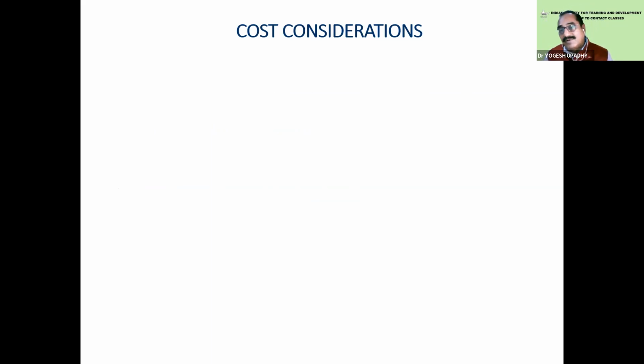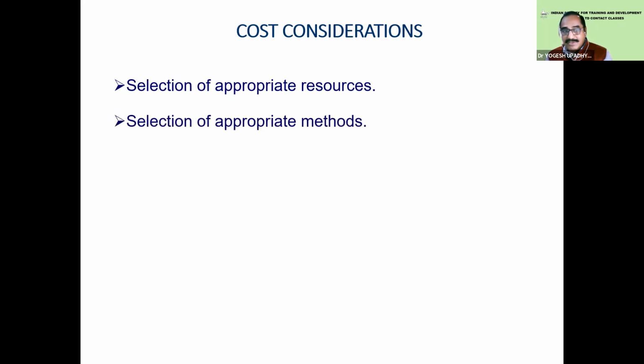If we depute trainees for 4 hours, 500 is the cost of the trainees. So selection of appropriate resource matters, and we have to budget for it. So, all resources. And what are the resources? Trainer is a resource, venue is a resource, media is a resource, method is a resource, time is a resource. Okay. Then an appropriate method.